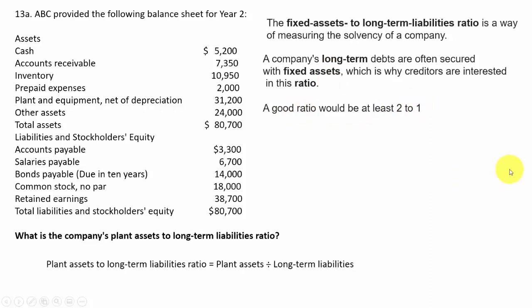So for this company, our ratio is going to be the plant assets divided by the long-term liabilities. Looks like plant assets, in this case, are going to be $31,000. Plant and equipment net depreciation, $31,200, divided by $14,000, which is our long-term debt, which in this case is bonds payable. So it looks like that our plant to long-term liability ratio is 2.23 to 1, and looks like that meets this kind of rule of thumb here of 2 to 1. So that's good. So higher is better from the bank's point of view.